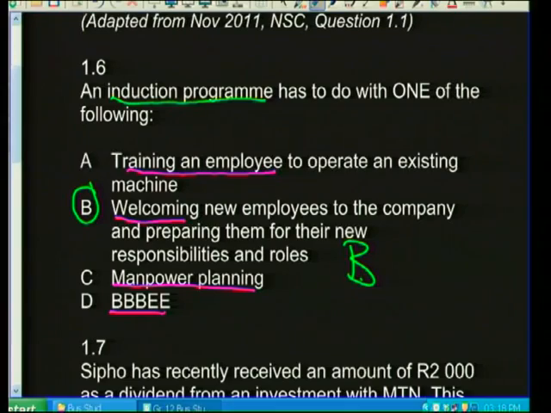With induction, you are actually going to explain the policies, the procedures to the new worker. You're going to introduce them to their colleagues, and in a way you're taking that anxiety of starting in a new job away from them. So when they arrive to start on the first day working, they already know exactly what is going to be expected of them, and they have met some of their colleagues, so they are definitely going to be less tense and they're going to be a bit more at ease when starting with that new job. Right, let's look at the next one.